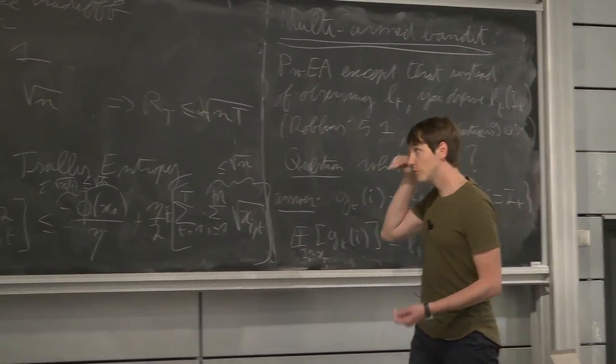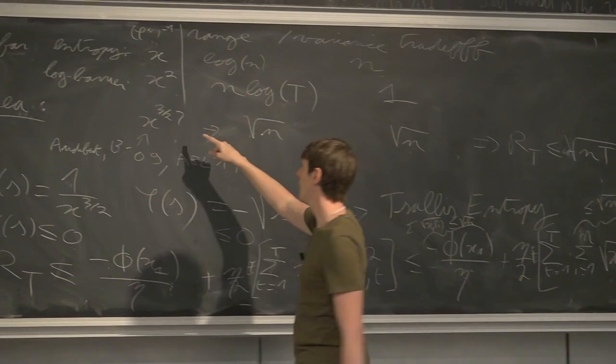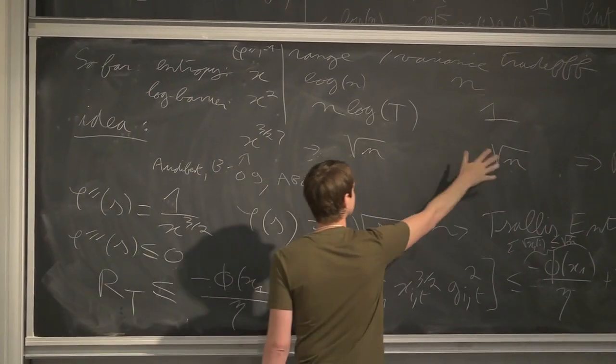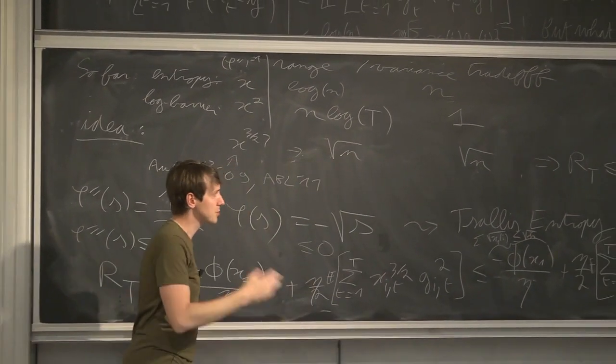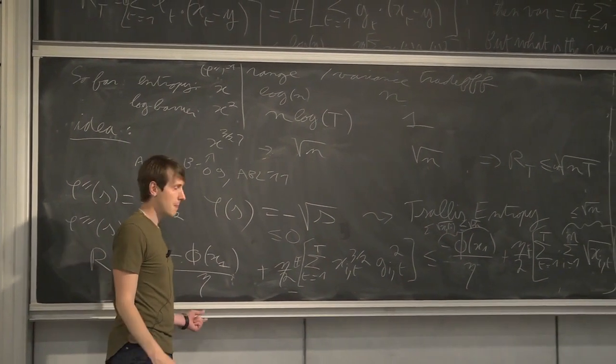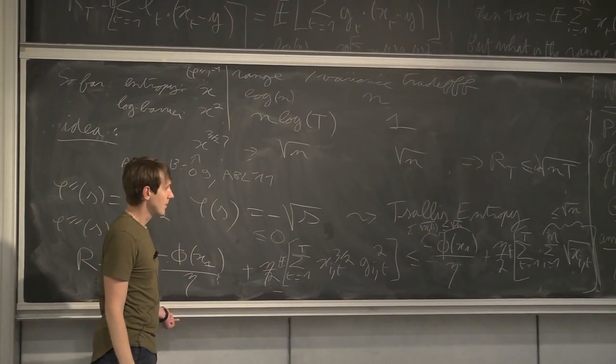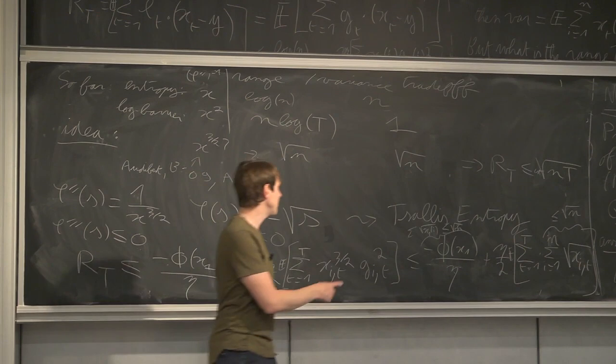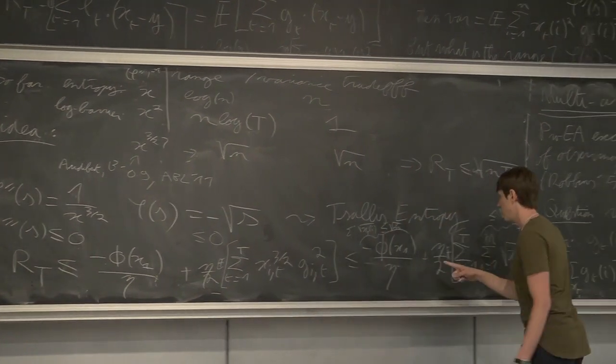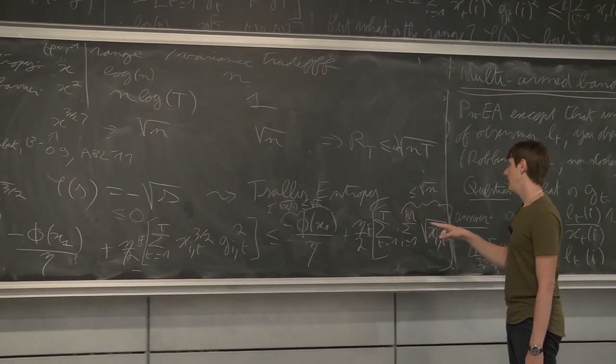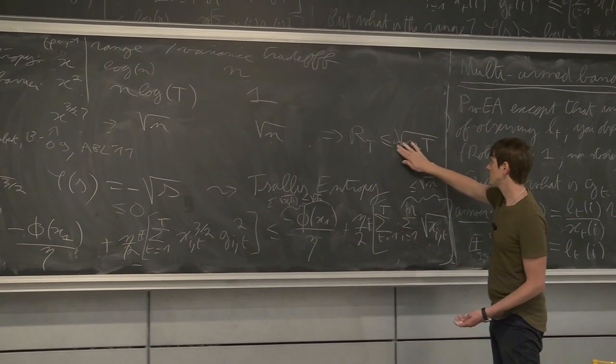Okay, and again, for different values, if instead of 3/2 I put 1 plus epsilon, I would just get a different trade-off between range and variance, but they all give you square root nT. And in fact, maybe we can even write down the constant just to be clear. So it's going to be square root 2.